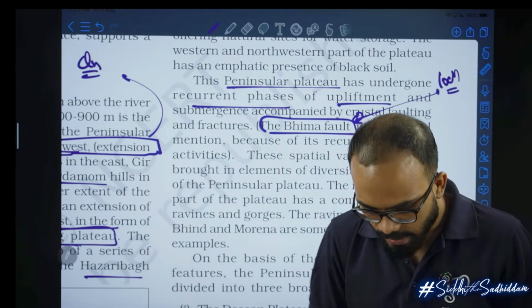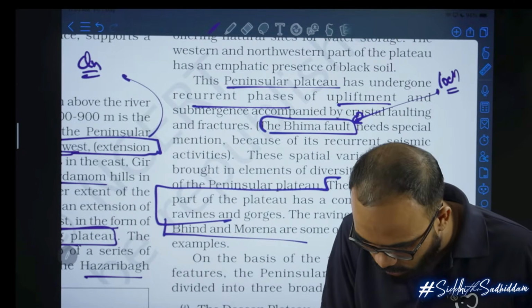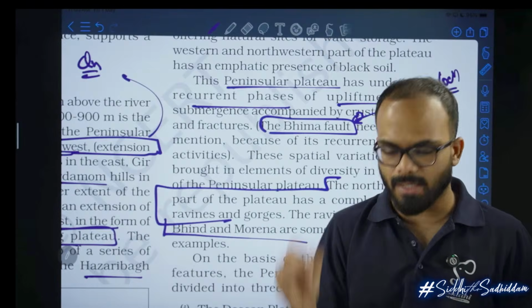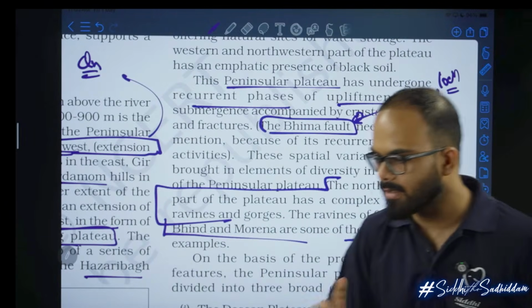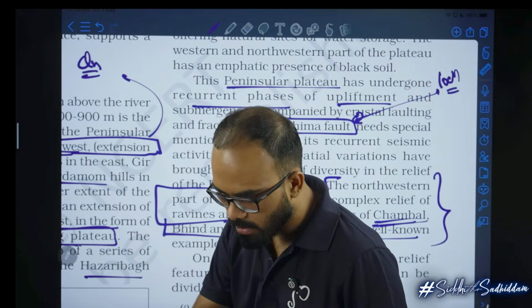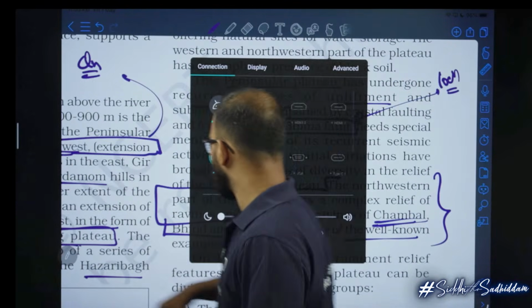This is important. Then the ravines of Chambal, this part, I will show you the image for this. Which river is known to form ravine-like structures? It is Chambal River. This line is important, they will ask you. Just a minute. Let me show you the Chambal ravines.